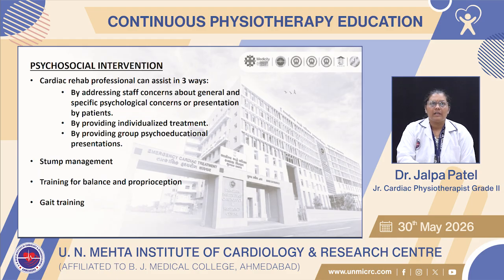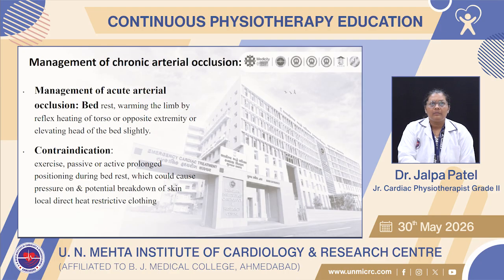Now psychosocial intervention. In rehabilitation, the professional can assist in 3 ways: by addressing staff concern about general and specific psychosocial concerns or presentations by patients, by providing individualized treatment, and by providing group psychoeducational presentations. Stump management, training for balance and proprioception, gait training. Now we are going on to management of acute arterial occlusion.